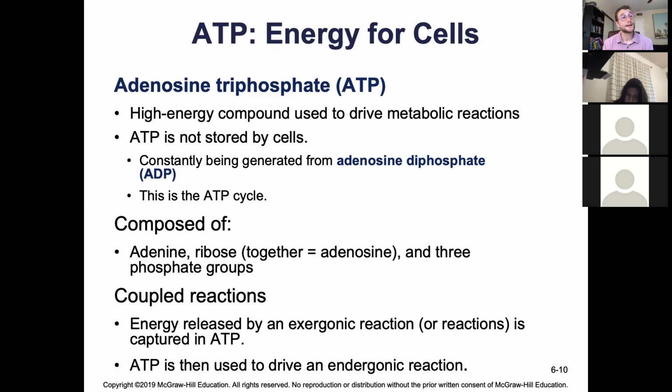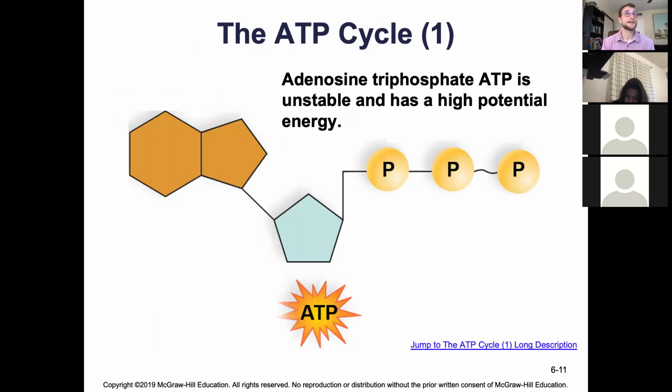ATP is composed of adenine, ribose, which is a sugar, and then 3 phosphate groups. And energy released by an exergonic reaction is captured in ATP. ATP is then used to drive an endergonic reaction. So this will make sense in a second. So let me go through this cycle of slides here. So this is kind of the ATP cycle that I'm going to go through.